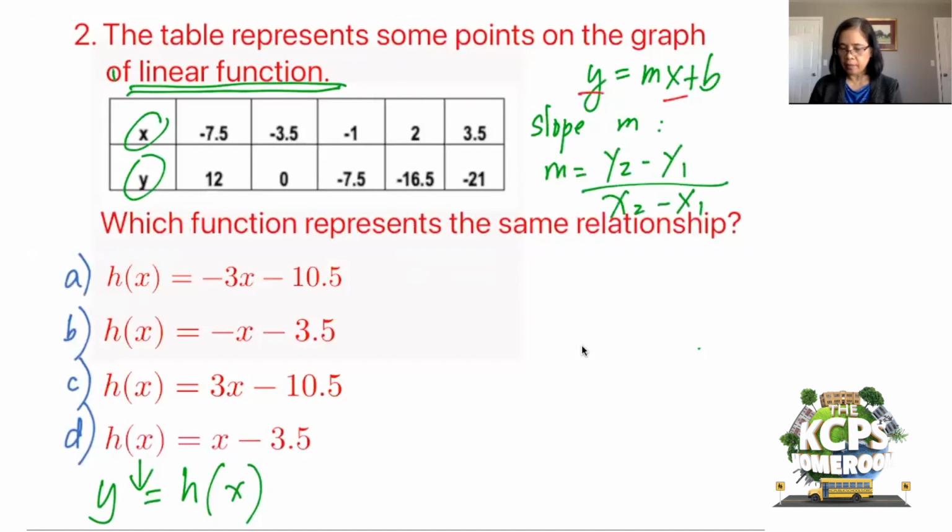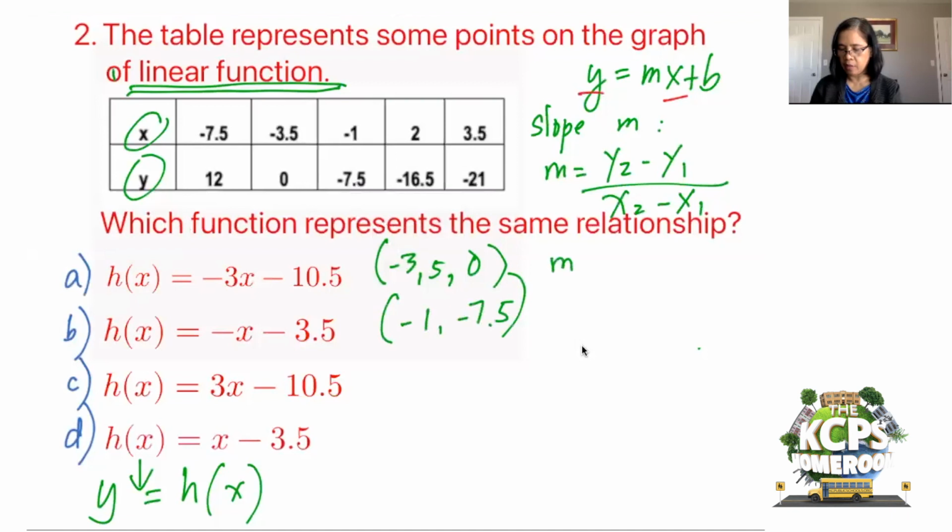So if we take a point on the table, one ordered pair: if this is our x sub 1, negative 3.5 as our x, the y value is 0. So we have an ordered pair x sub 1, y sub 1. And we can take another pair, where x is negative 1 and y is negative 7.5. With these values, we're going to substitute and find the slope, m.